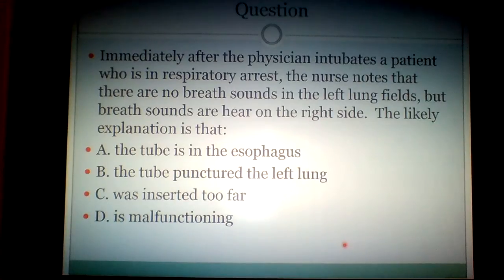So, number one, the tube is in the esophagus. If this tube was in the esophagus, would we have no breath sounds and then breath sounds on one side? You're absolutely right. No, we wouldn't. We would more so have the distended abdomen or the patient vomiting or something like that, because the esophagus leads to the belly. The tube punctured the left lung. There are no breath sounds on the left side, but there are breath sounds on the right side. So, not so much, but I don't want to take B out, because there is a possibility that that would be the case, if we puncture the left lung.